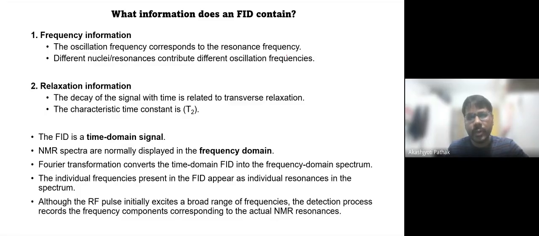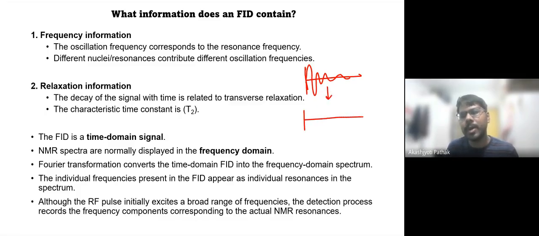When you do a Fourier transform of this time domain signal into the frequency domain, you can get the frequency information of all the nuclei which are present in the sample. So your FID contains the frequency information. The oscillation frequency will correspond to the resonance frequency, and different nuclei or resonances contribute to different oscillation frequencies. So this free induction decay that you get is a superposition of different nuclei.